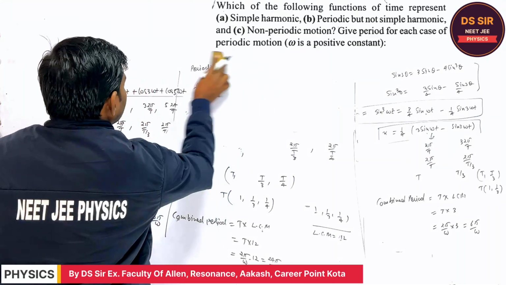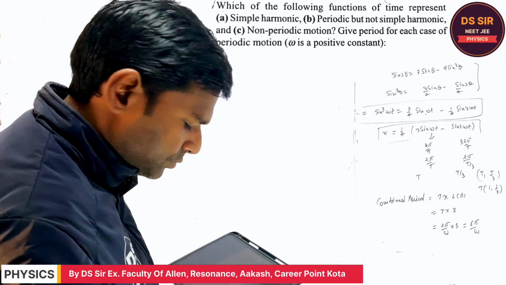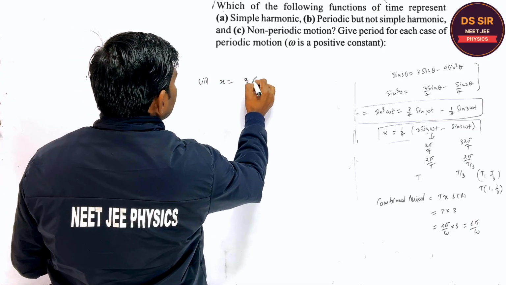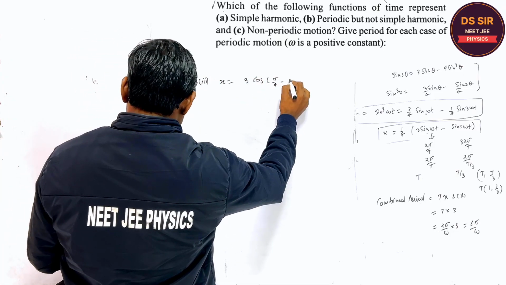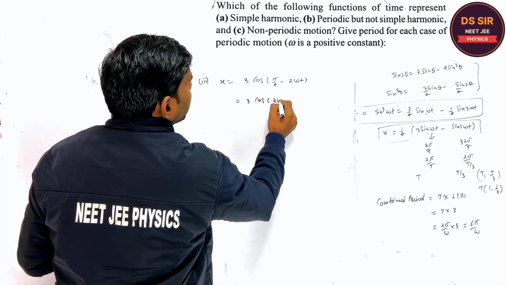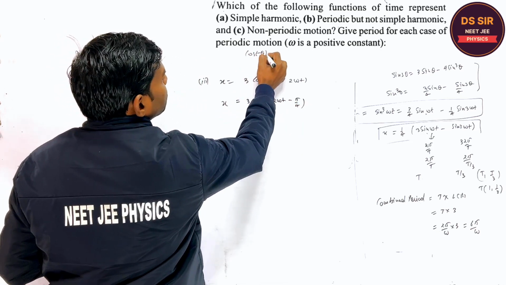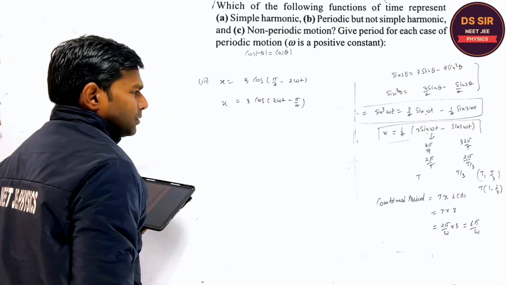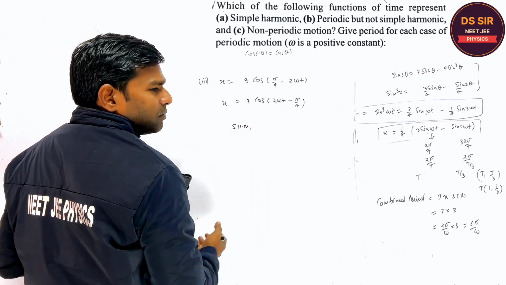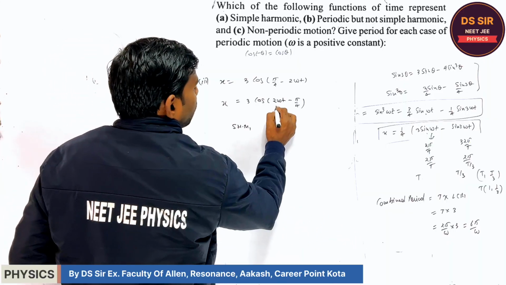Copy this. What is the third part? This is x is equal to 3 cos of pi by 4 minus 2 omega t. So it may be written as cos of 2 omega t minus pi by 4. Is it clear or not? Because cos of minus theta is equal to what? Cos theta. Fine. Is it SHM or not? You tell. Please tell. Yes, it is SHM. And what is the time period?